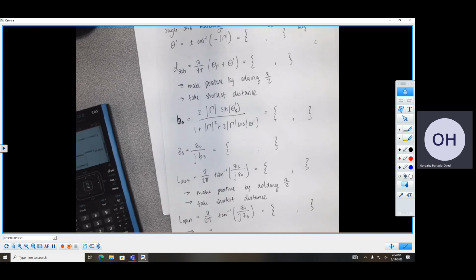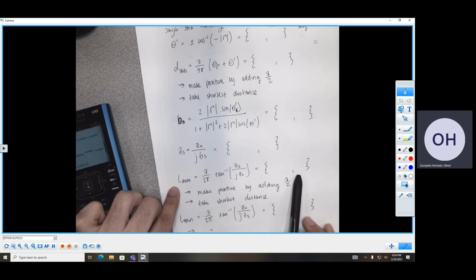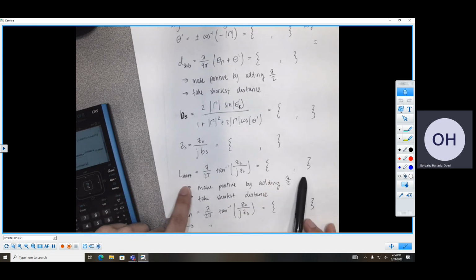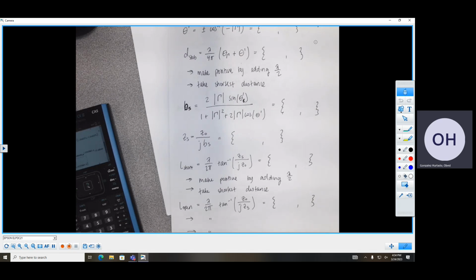So you still have to use both? You still have to use both the whole way. Because there's two possible choices for this. And then the shortest one, you would take that one. Yeah, it makes it easy if you're able to program your calculator. So for each, the two D stubs will have an L short and an L.